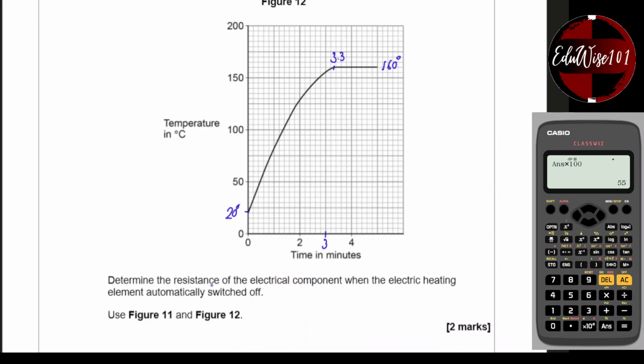So determine the resistance of the electrical component when the electric heating element automatically switches off. So when is it switching off? It's switching off when the temperature is 160 degrees, because it's not heating up anymore. So you'll have to use both the graphs. Use figure 11 and figure 12. So the maximum temperature that it's going up is 160.